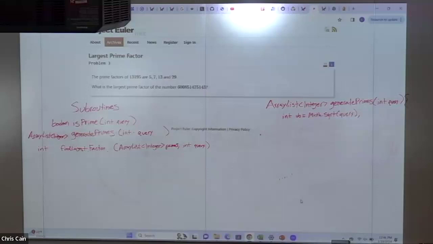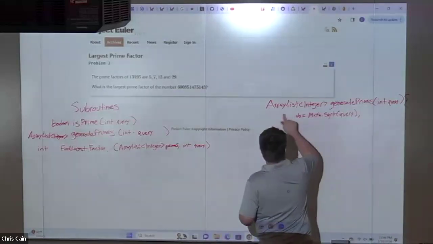Question? Would upper bound have to at least be a double? Yeah, if we're doing a square root, yeah, you're right, this should be a double.